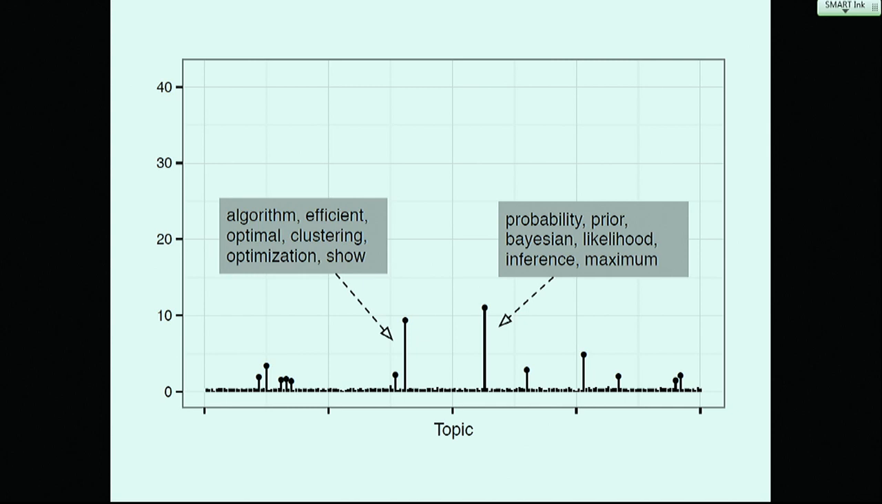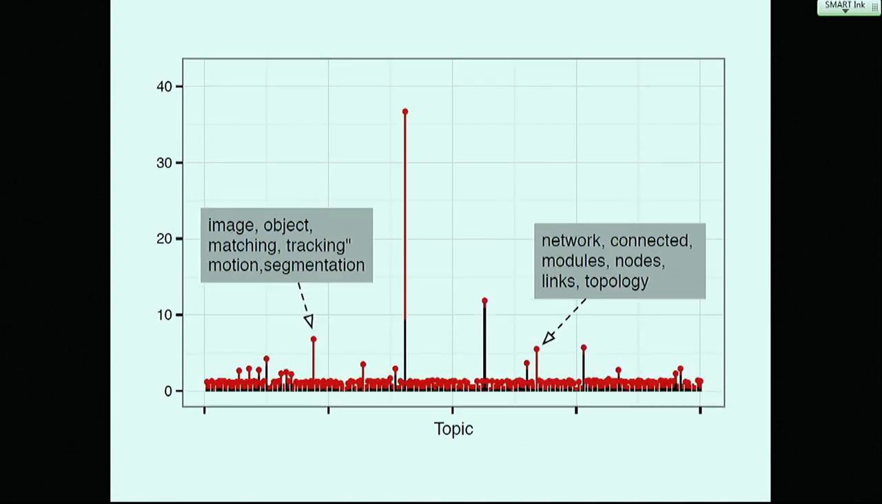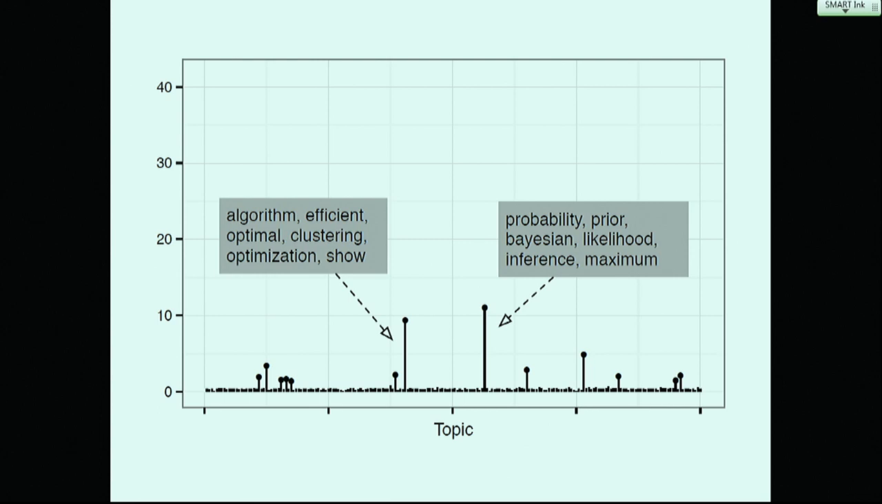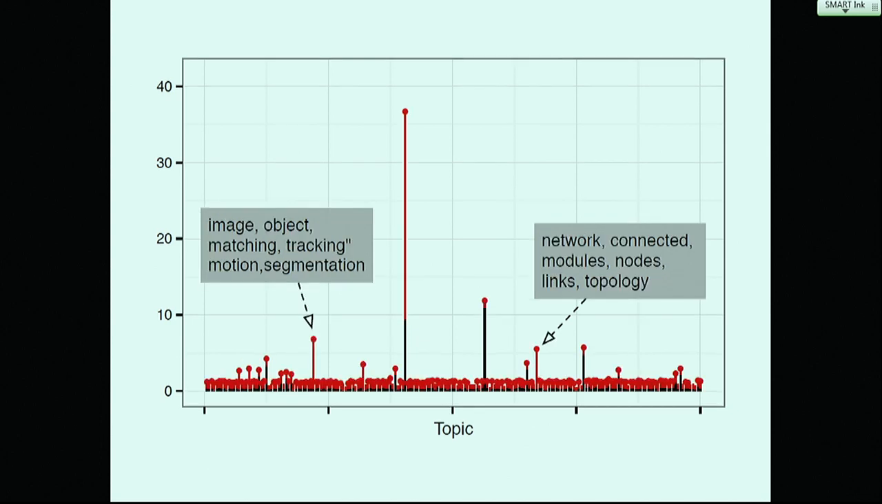But more interesting is what pops out of the weeds, right? So here, what pops out of the weeds is computer vision, image, object, matching, tracking, motion segmentation, and here's network analysis. The EM paper is also important for community detection. And of course, the original paper has nothing to do with community detection or computer vision, but we can now express those aspects of the EM paper through the user behavior data coupled with the text. Okay, with just user behavior data, you couldn't see this.